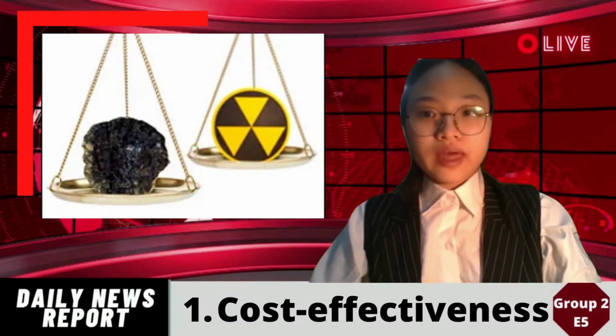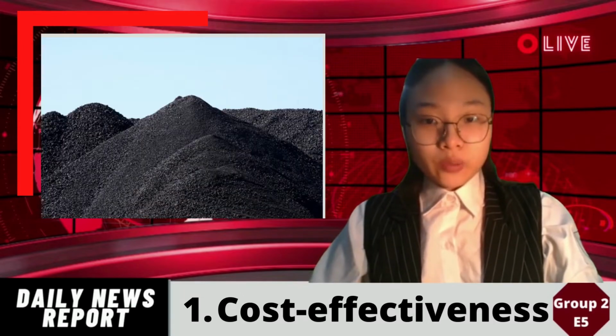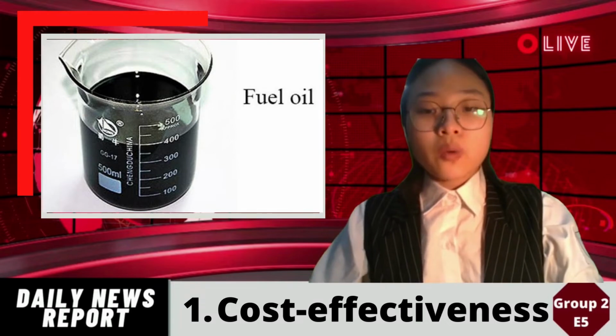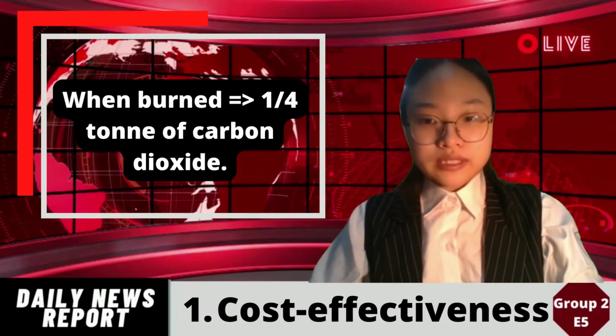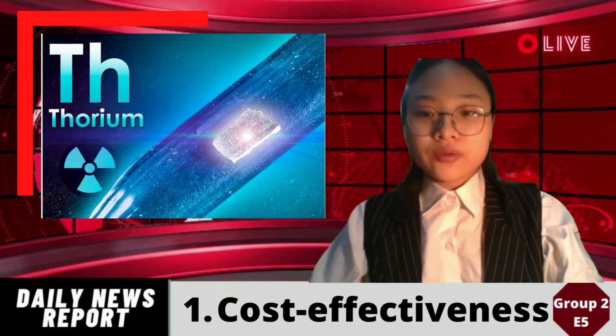However, we should remember that the fission of 1 gram of uranium or plutonium per day liberates about 1 megawatt. This is the energy equivalent of 3 tons of coal or about 600 gallons of fuel oil per day, which, when burned, produce approximately 1/4 ton of carbon dioxide. Besides uranium, scientists are also testing other resources, such as thorium, which can further enhance the capacity above mentioned.